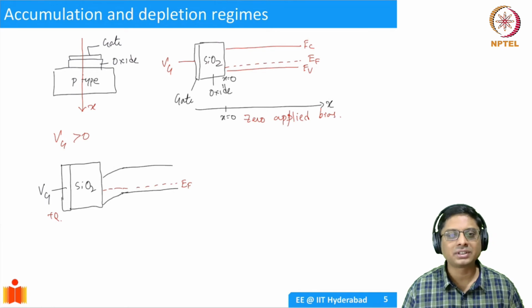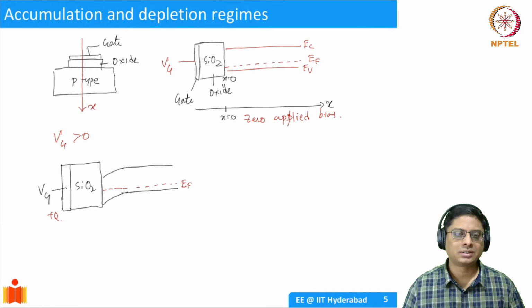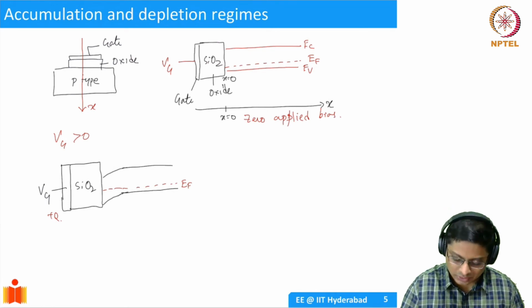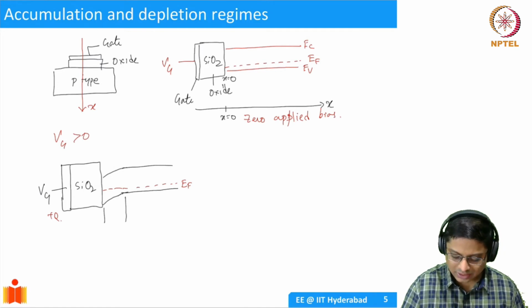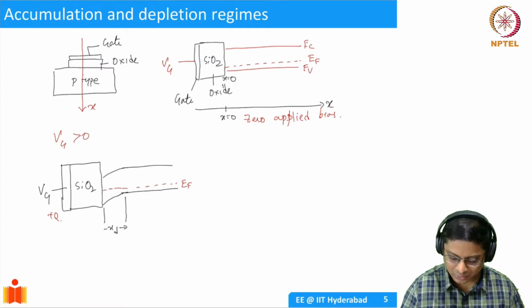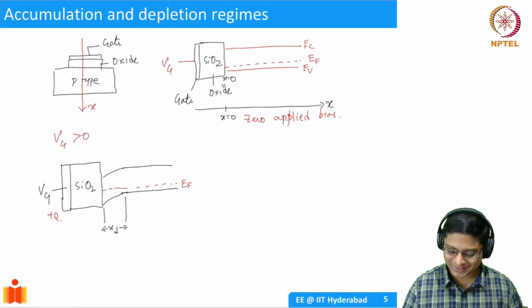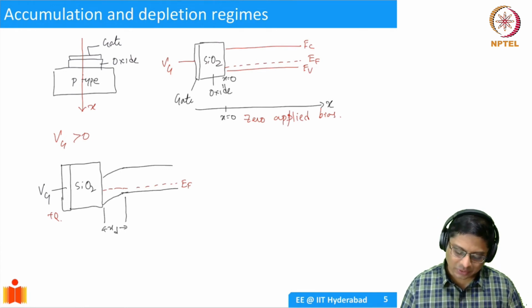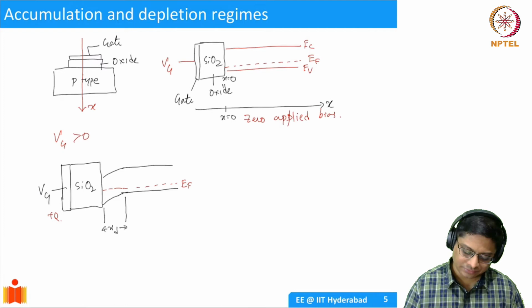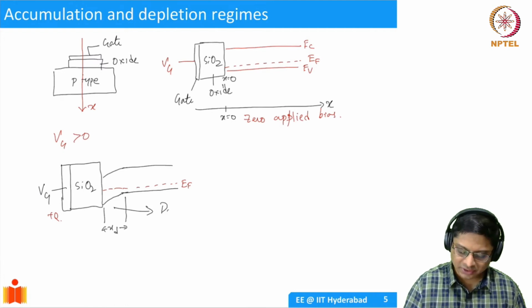This is how you represent the depletion. So this distance, I can call it XD, the depletion width, or X depletion, which is essentially the depletion width. If you want to call it W. Textbook calls it XD, so I am using XD. So what is this? This is the depletion region.